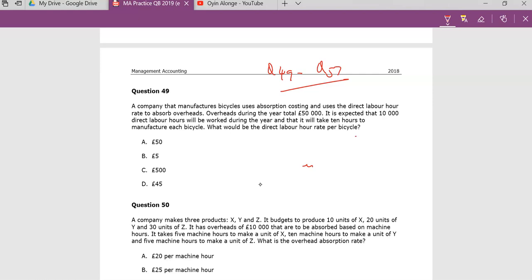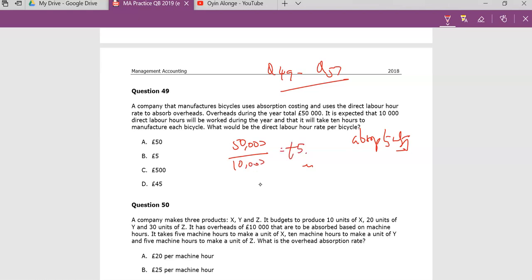This is the beginning of absorption costing. Let's see what we're talking about here. A company manufactures bicycles using absorption costing and uses the direct labor hour rate to absorb overheads. Overheads during the period total 50,000. It's expected that we will be doing 10,000 hours. So therefore the overhead absorption rate per hour will be 50,000 divided by 10,000, which is equal to £5 an hour.